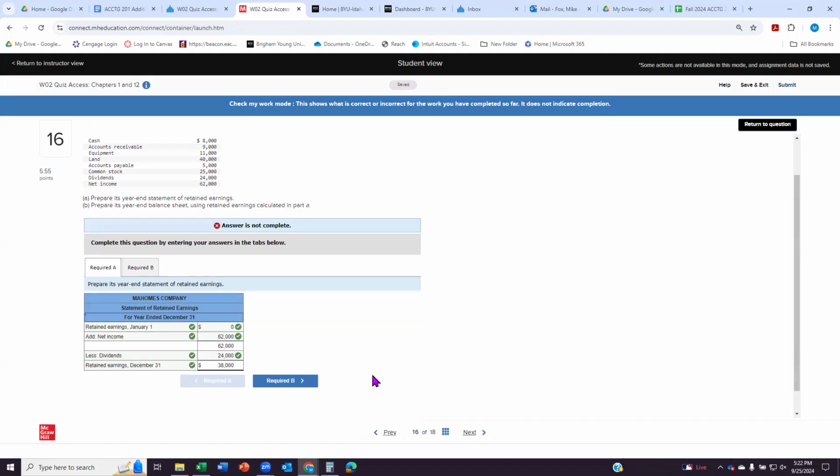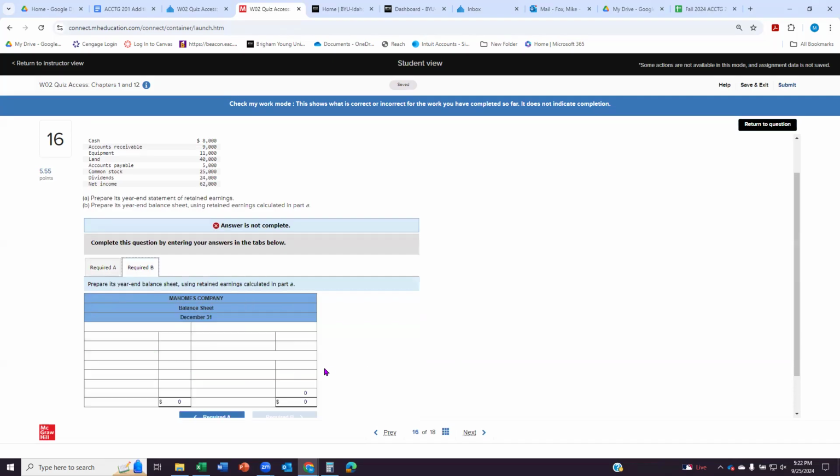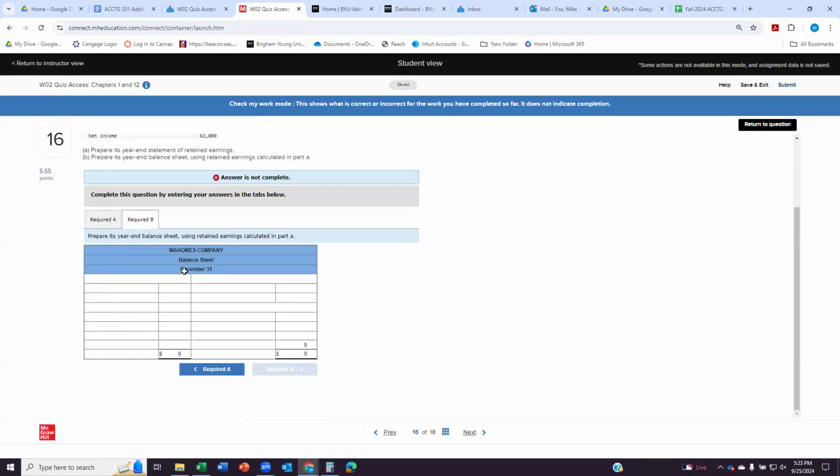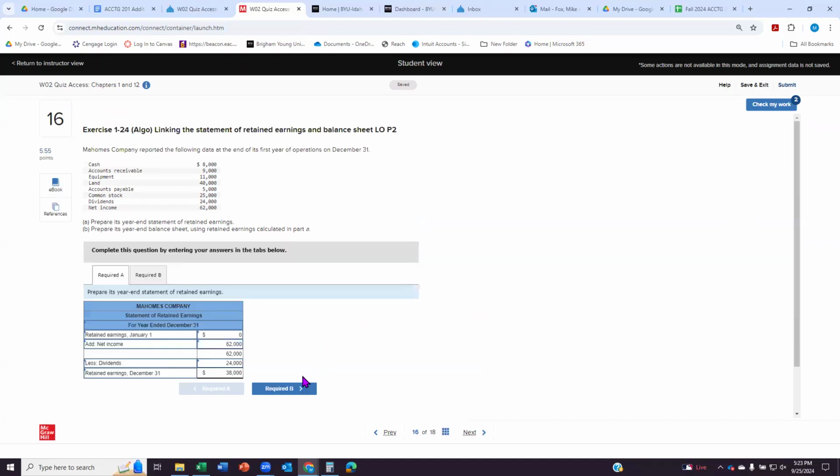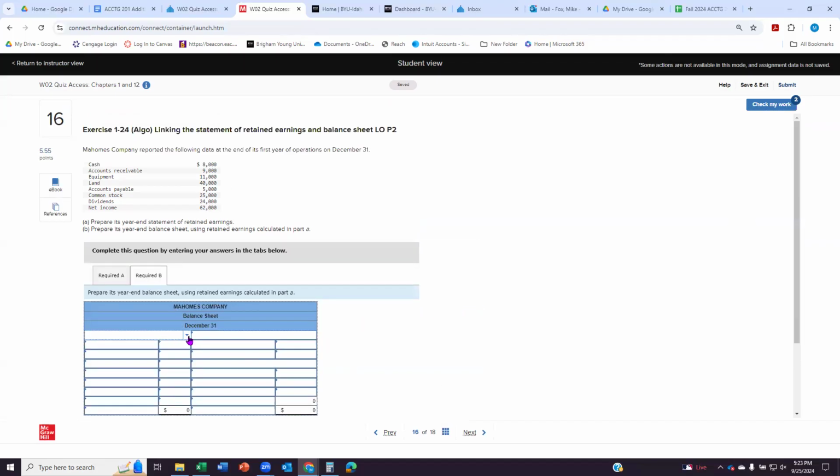Now we'll move on to the second part, and we'll have to remember that our retained earnings is 38,000. The second part is going to ask us to do a balance sheet, and a balance sheet always summarizes our assets, our liabilities, and our equity. Remember, assets are things the business owns.